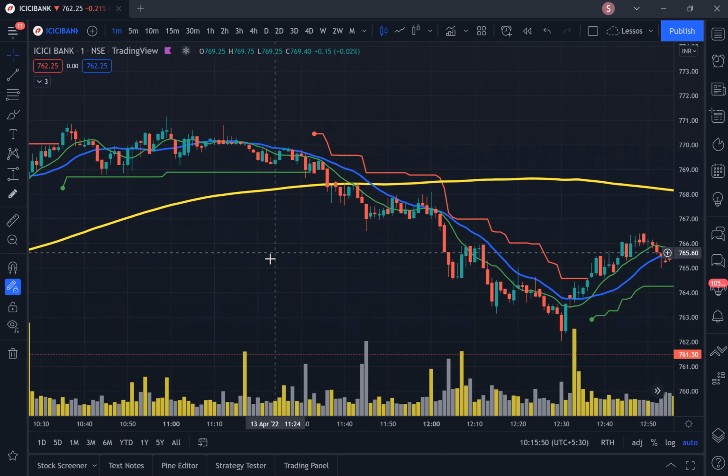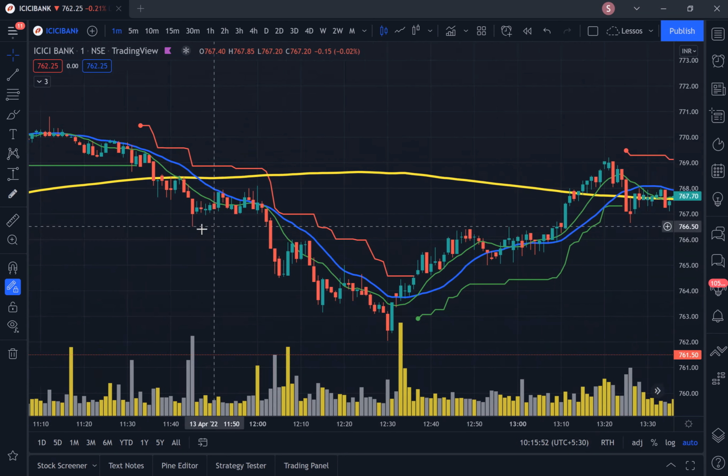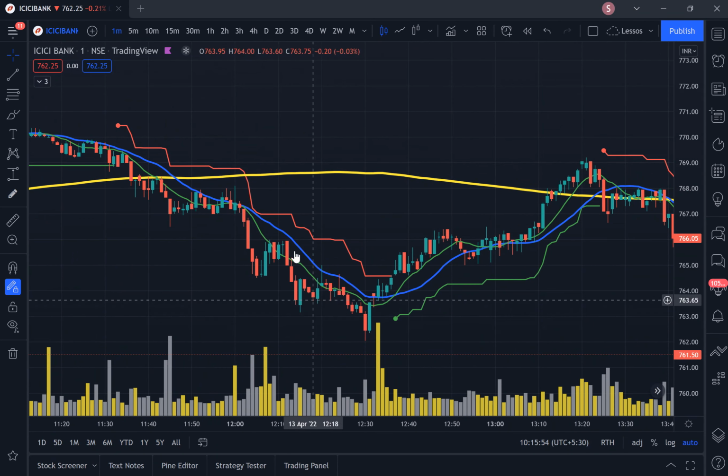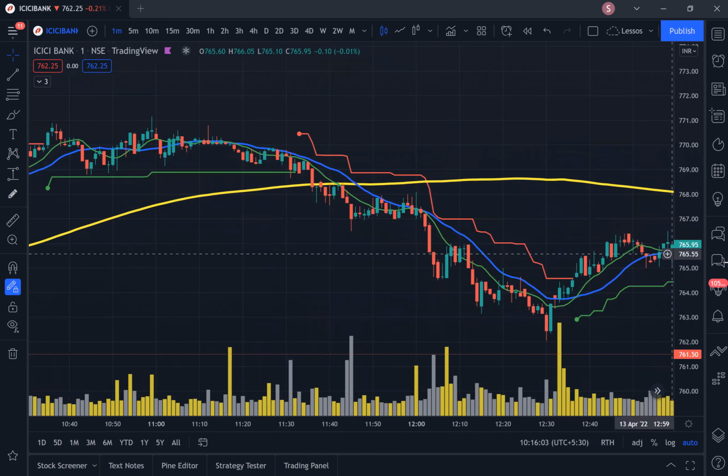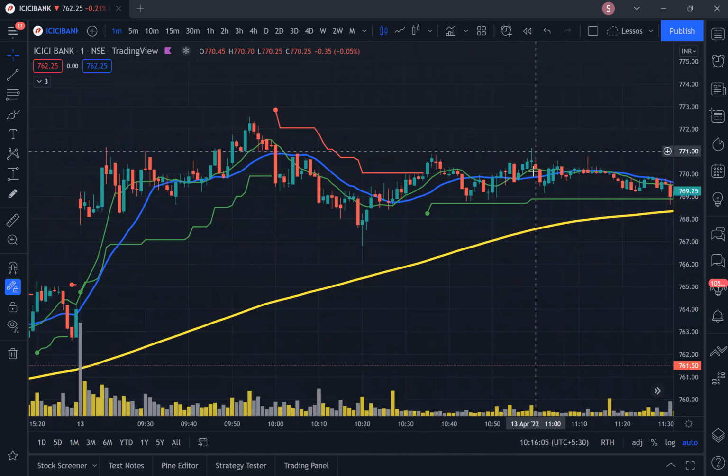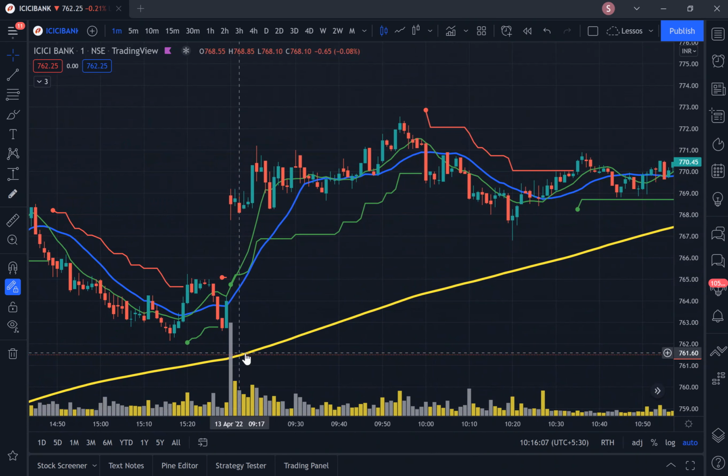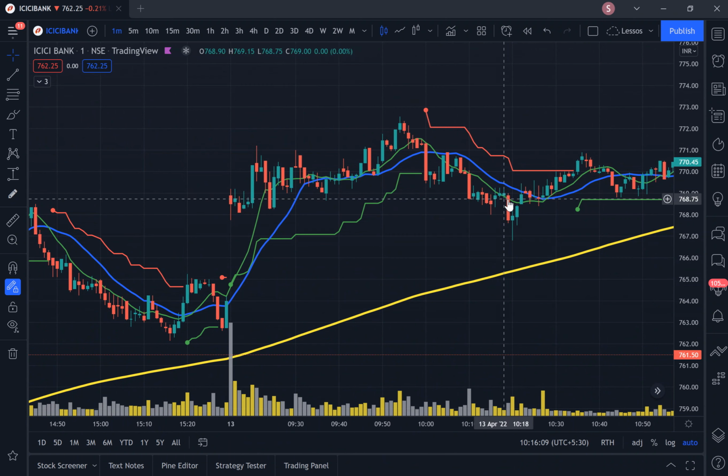Now you have to take both short and long entries. Remember, you will take only a short trade when the price is below the 200 moving average, and only a long trade when the price is above the 200 moving average. So let's take a look here. You see here, the price is above the 200 moving average.